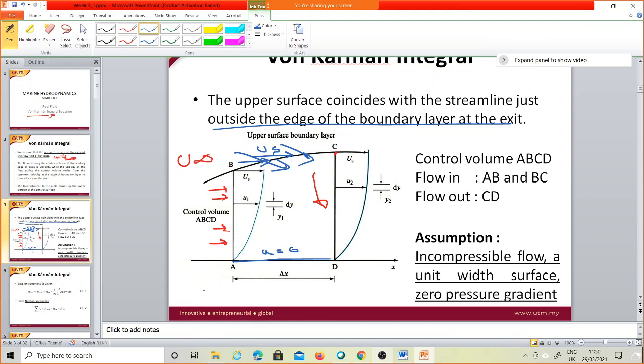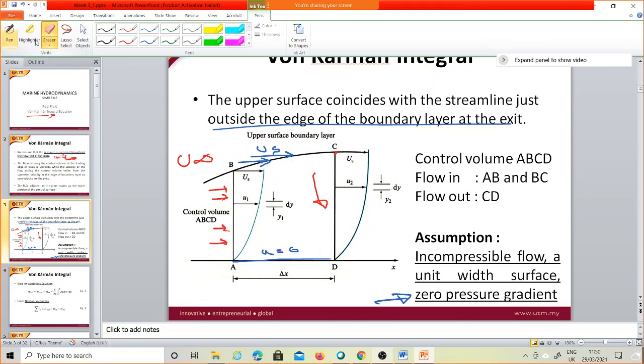It means we are only considering the two-dimensional case, and your x is in this way, but in y the width is not 0, sorry, 1. And there will be no change in the pressure gradient. It means the gradient of pressure is 0, so del P by del X and del P by del Y both are 0. Okay, so these are the definitions of the problem.